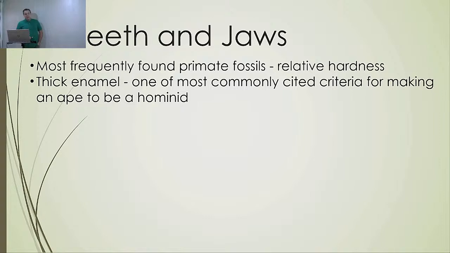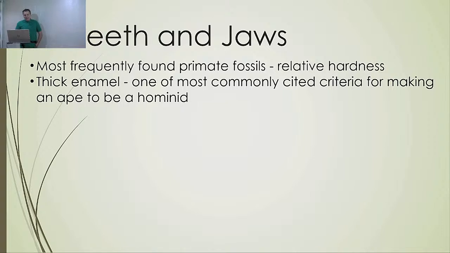The next are the teeth. And these are some of the most frequently found fossils for both humans and apes. That's a group called primates. So primates are both humans and apes grouped together. Doesn't say anything about the relationship, just similarities. And teeth are commonly found because they are very hard. Enamel is much more hard than bone. And humans have very thick enamel.